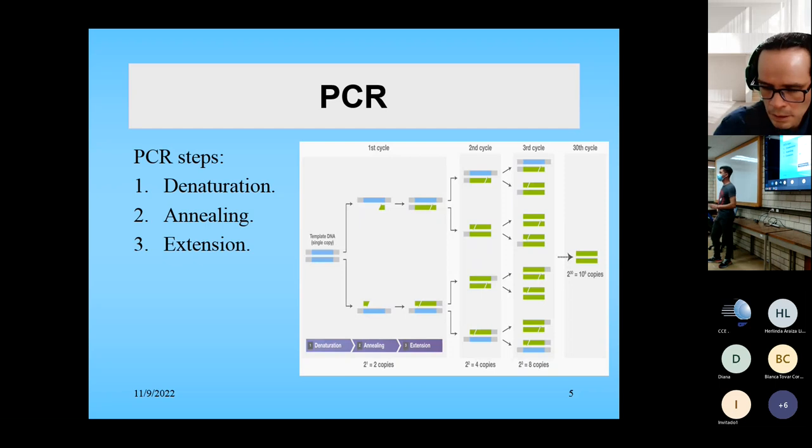The PCR consists of three main steps. The first step is called denaturation. The PCR mixture is heated to approximately 95 degrees Celsius. At this temperature, the hydrogen bonds of the double-stranded DNA become unstable and denature.